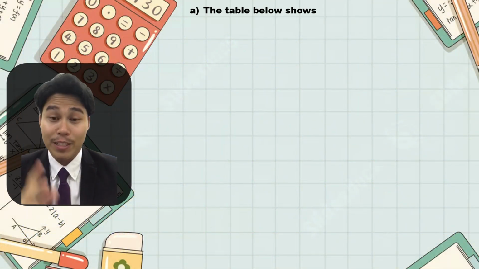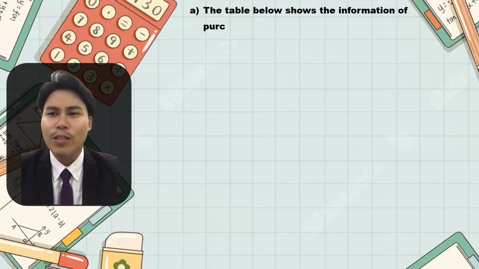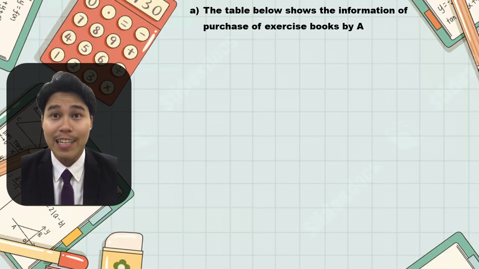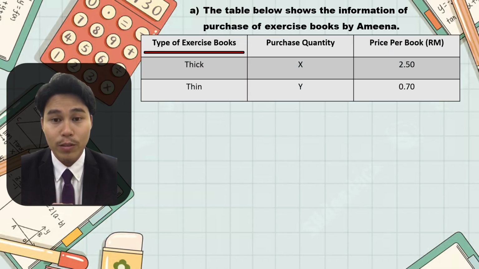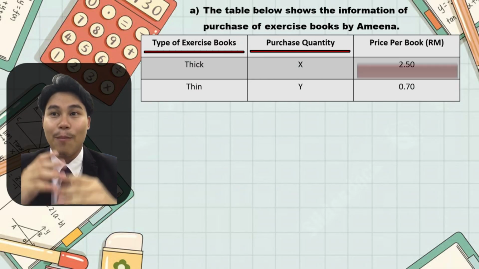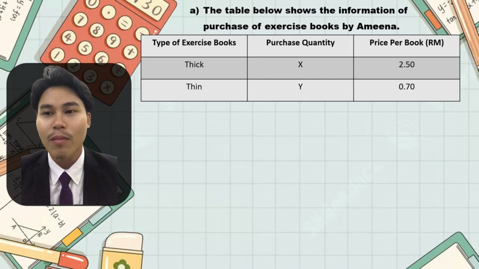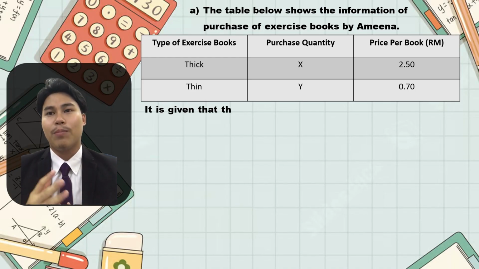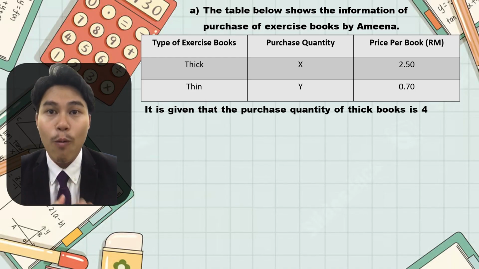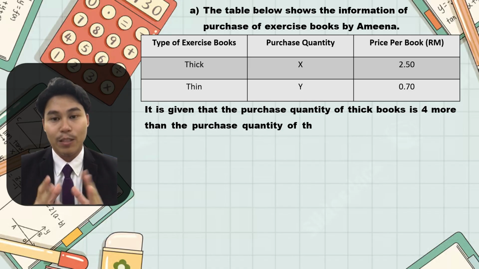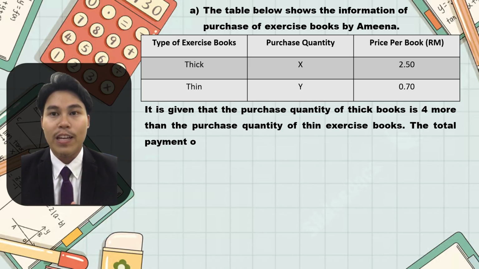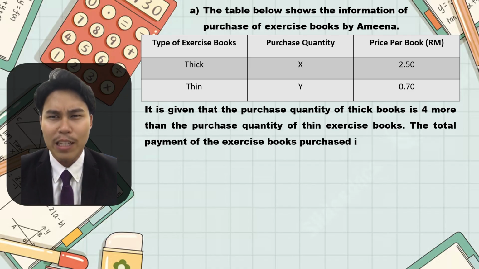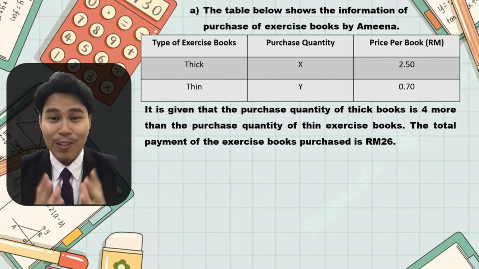Let's start off with the first question. The table below is split into three sections: type of exercise books, purchase quantity, and price per book. In order to understand the question, we must read and understand what is given here. It is given that the purchase quantity of thick books is 4 more than the purchase quantity of thin exercise books. The total payment of the exercise books purchased is 26 ringgit.